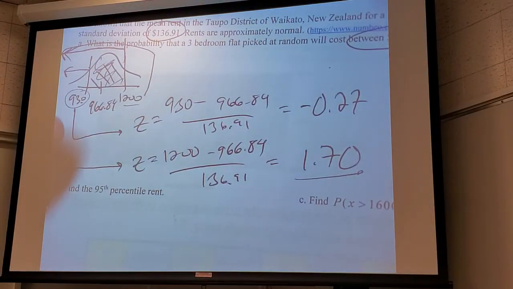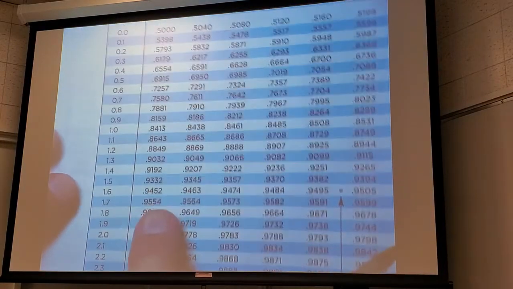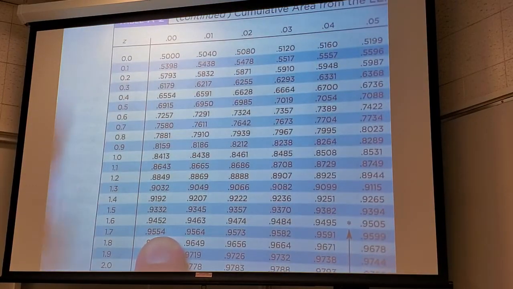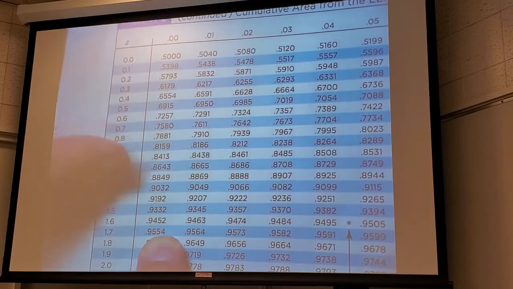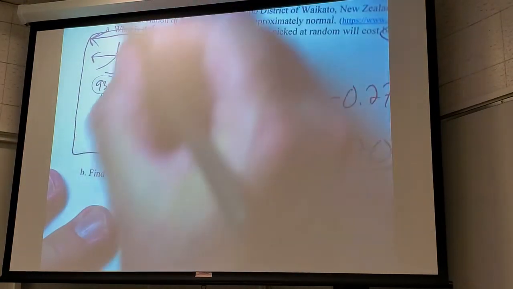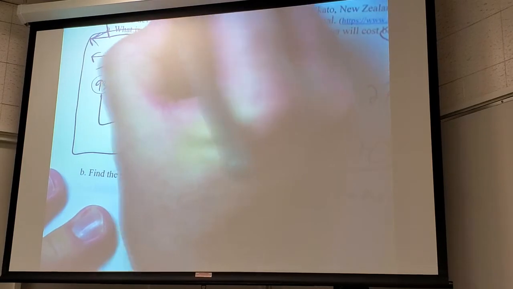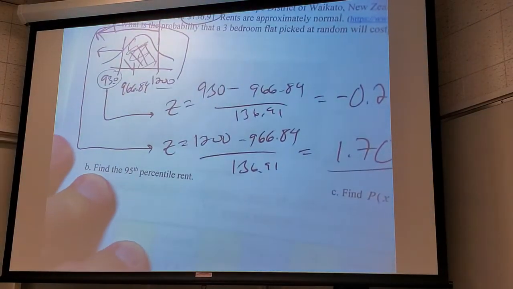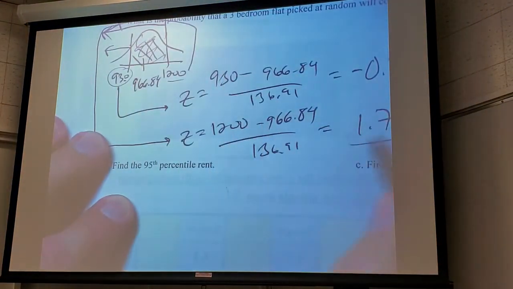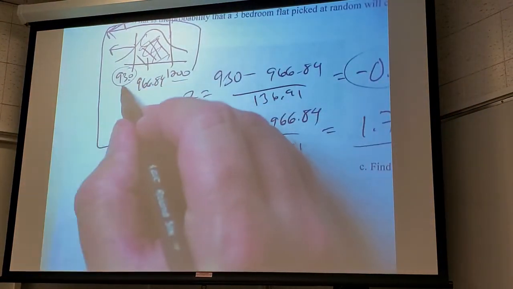So what do you get when you look up 1.7? I get 9554. Yeah. How can I put that on there? You have given yourself no room in your little picture. I'm moving this whole thing. All right. And then when I look up negative 0.27, that's this guy.